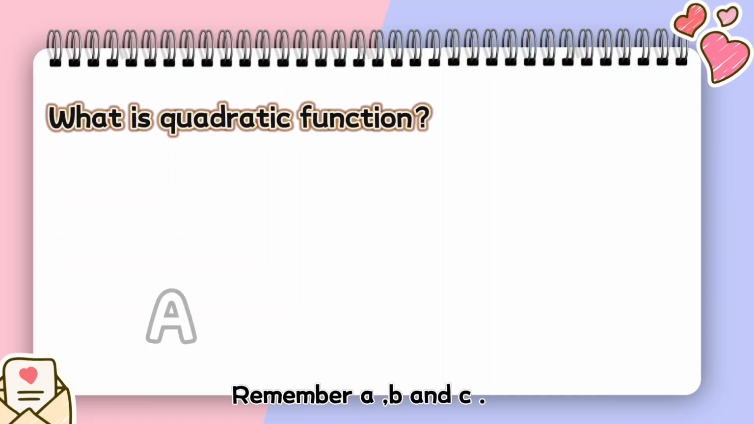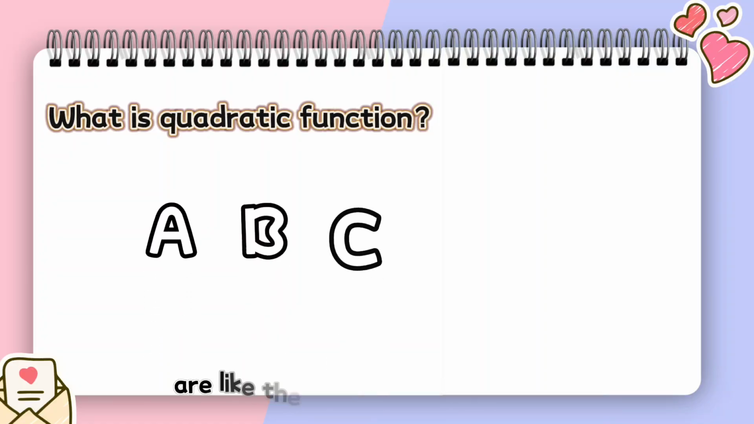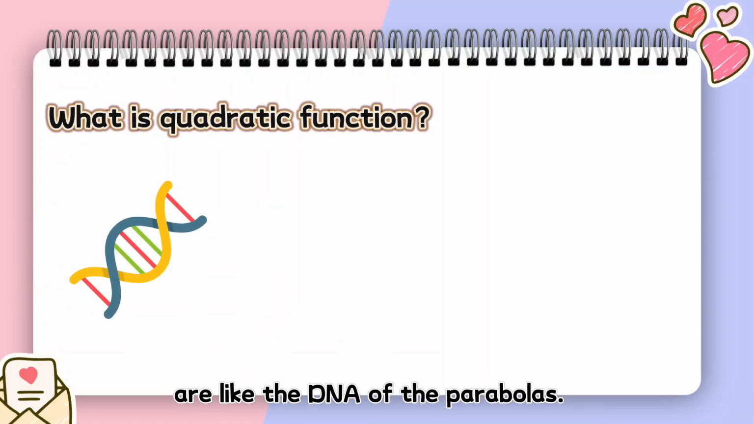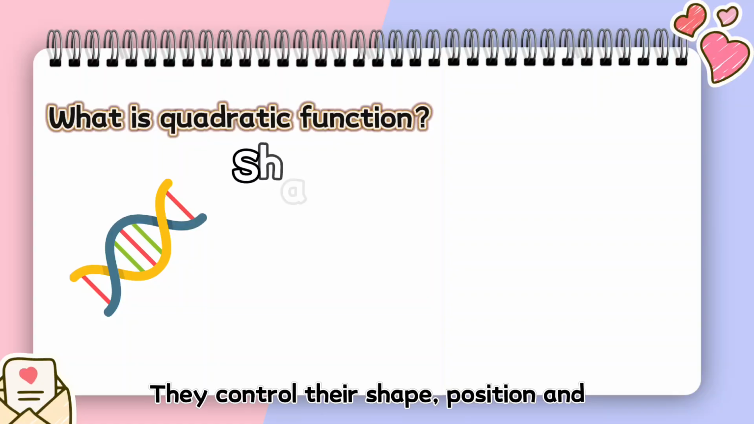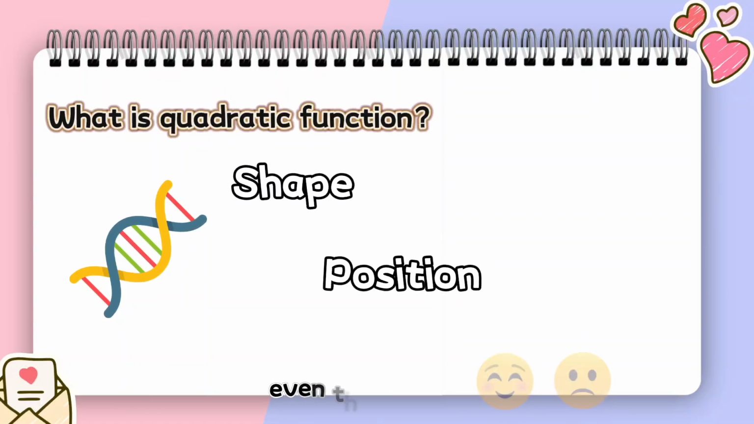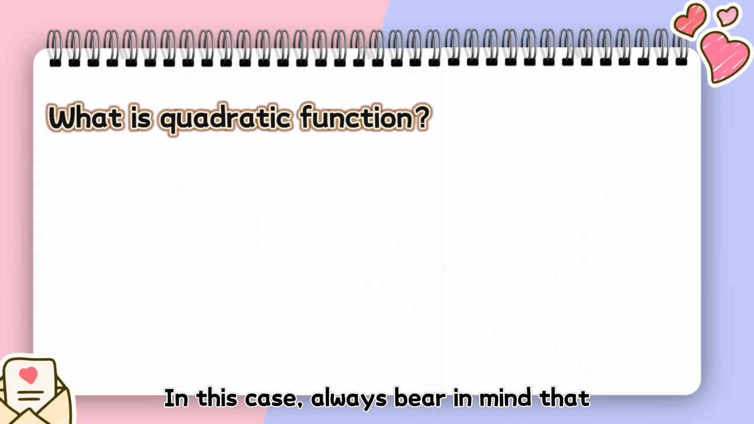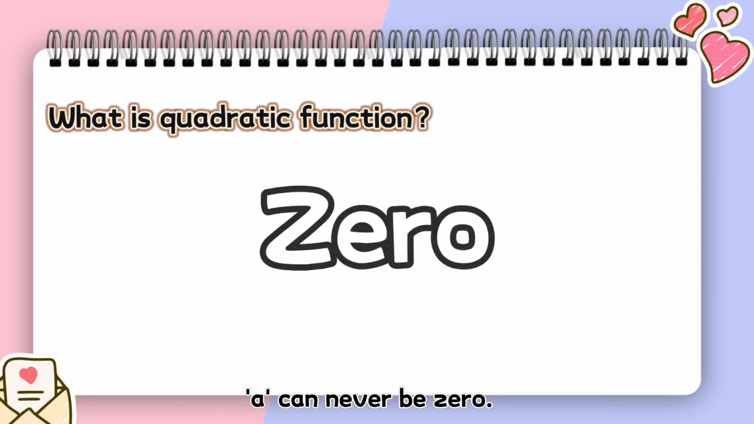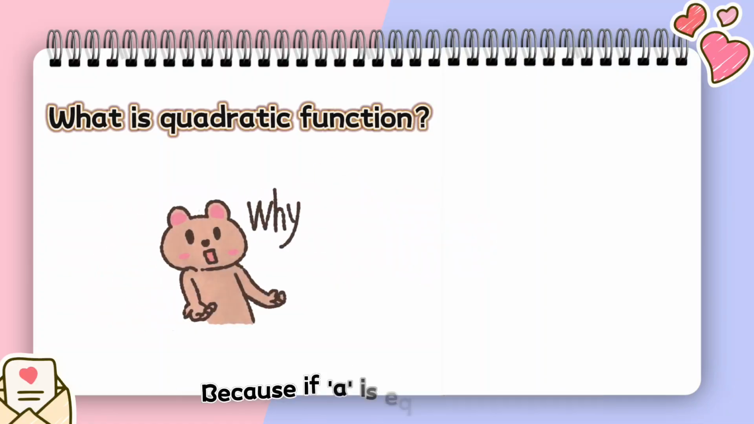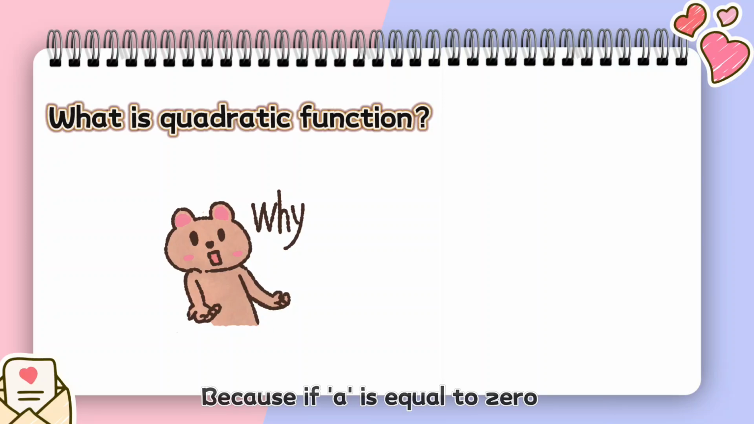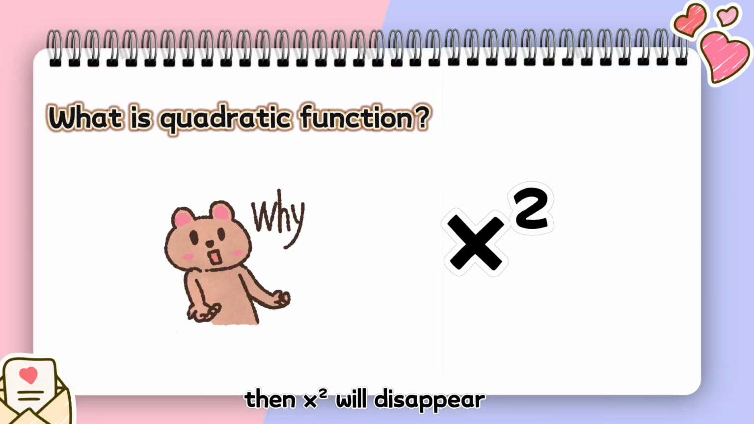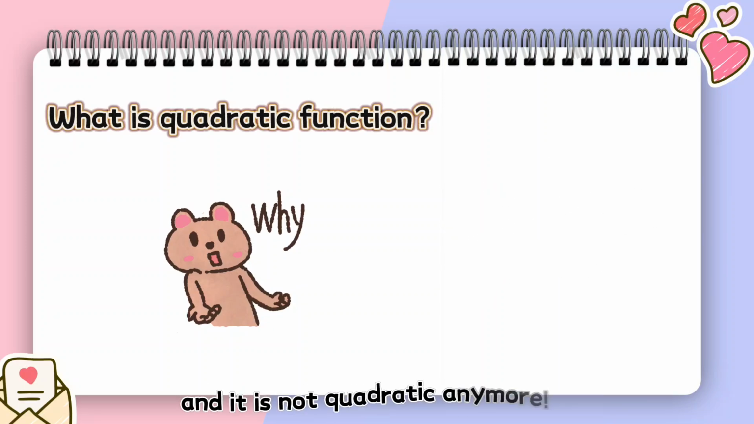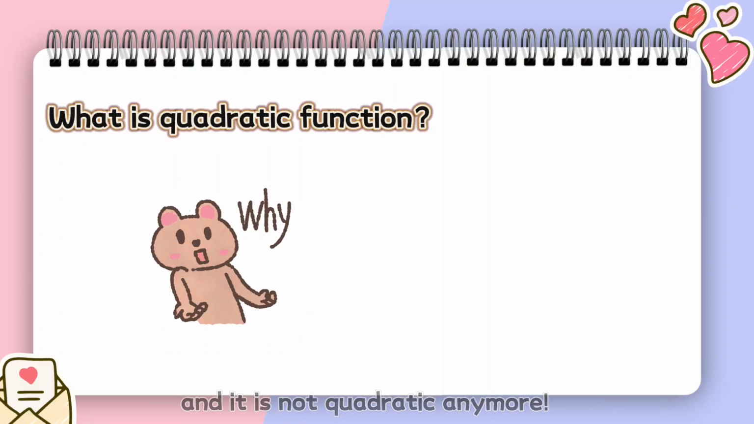Remember, a, b, and c are like the DNA of parabolas. They control their shape, position, and even their mood. In this case, always bear in mind that a can never be 0. Why? Because if a is equal to 0, then x^2 will disappear, and it is not quadratic anymore.